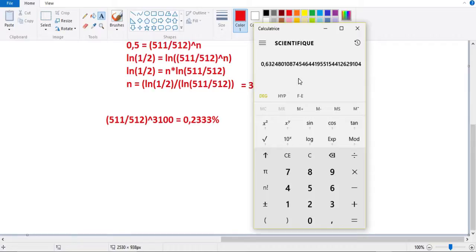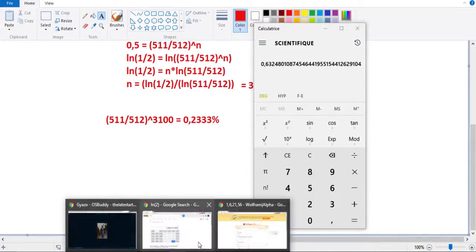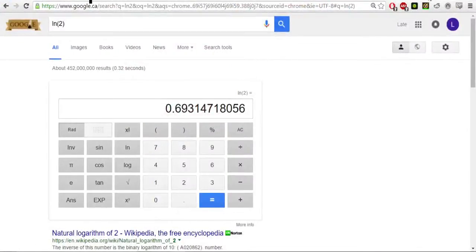It's this, 63%. And this, never mind. But yeah, this is close to ln of 2, I think it should be. How would I do... Yeah, do I still have the page open? 693?